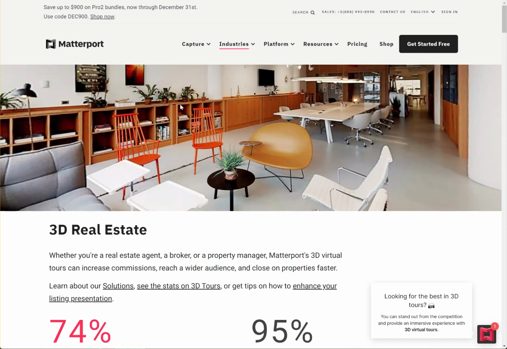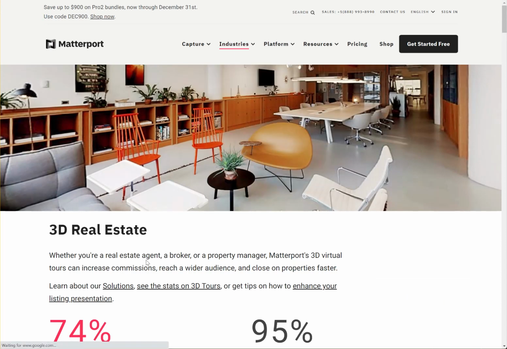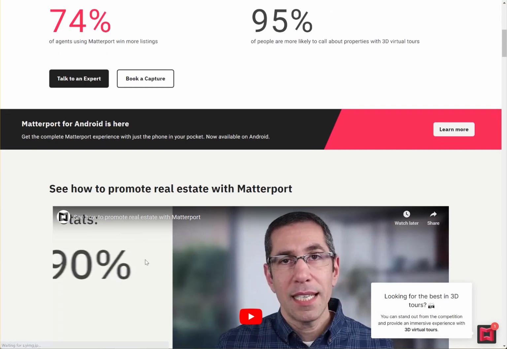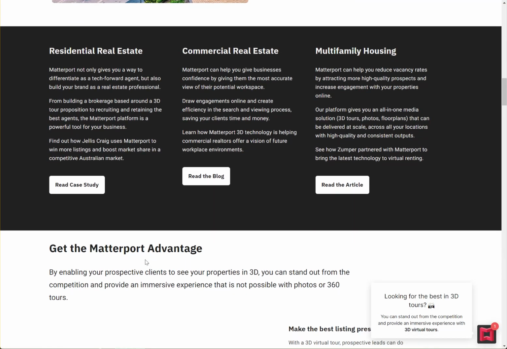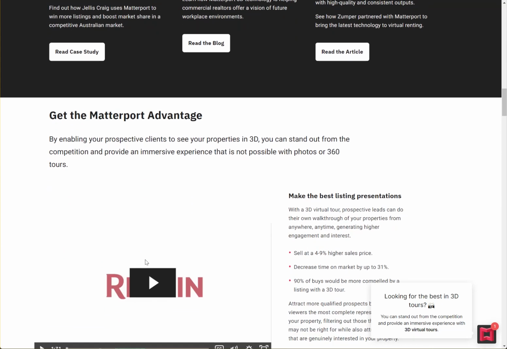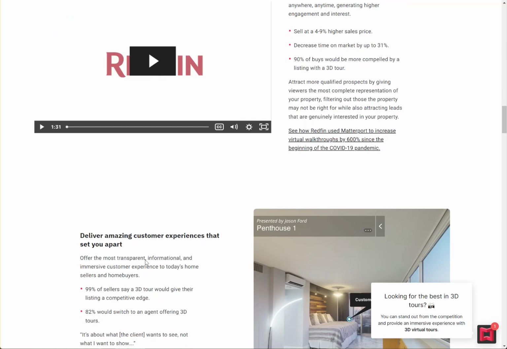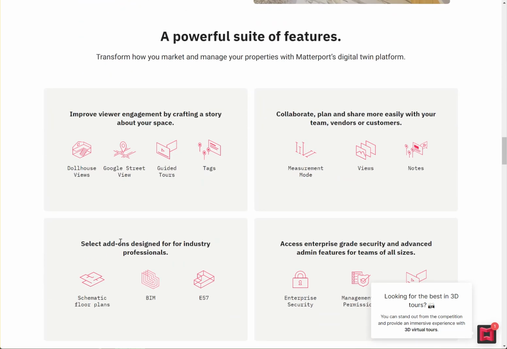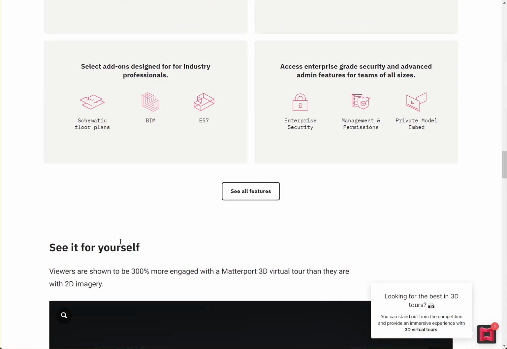When you go to their website and you click on industries and then select real estate, you'll see that there's a ton of information about stats on how many people are viewing listings and higher sale prices and decreased time in market and all that stuff. There's not any mention of the accuracy of the floor plans.